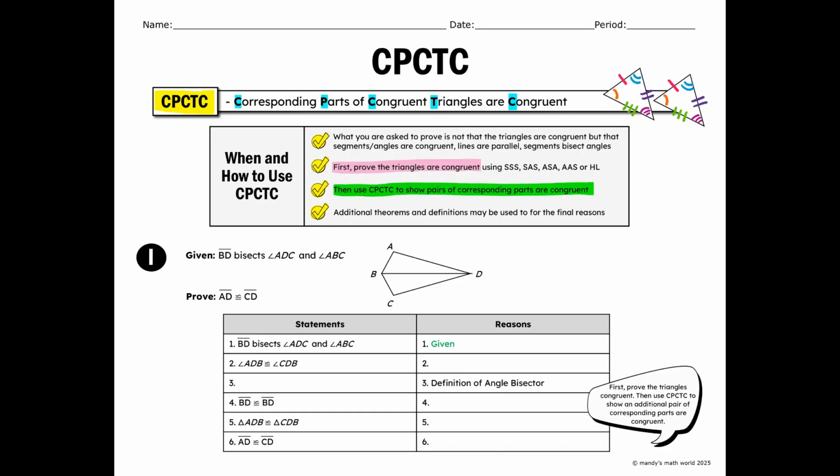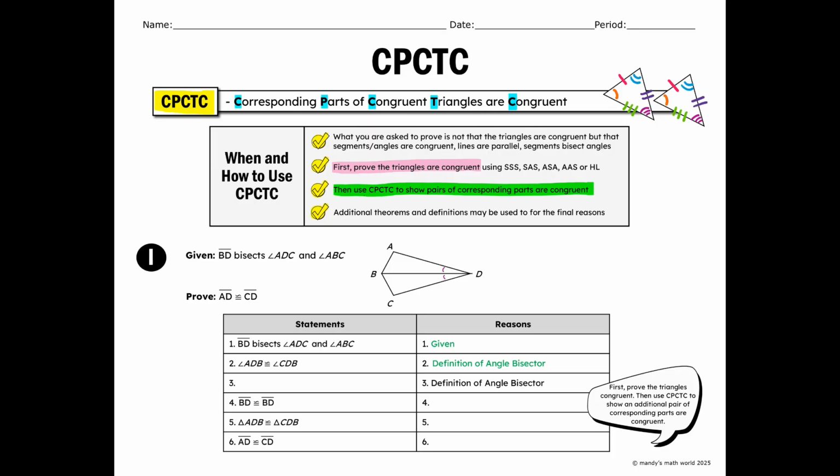So we were given that segment BD bisects angle ADC and angle ABC. That's given. Well, what does it mean to be an angle bisector? It means that angle ADB is congruent to angle CDB. And the reason for that is the definition of an angle bisector, right? It bisects the angle, it splits it directly in half. So that's our reason for number 2. Number 3, the reason is definition of angle bisector.